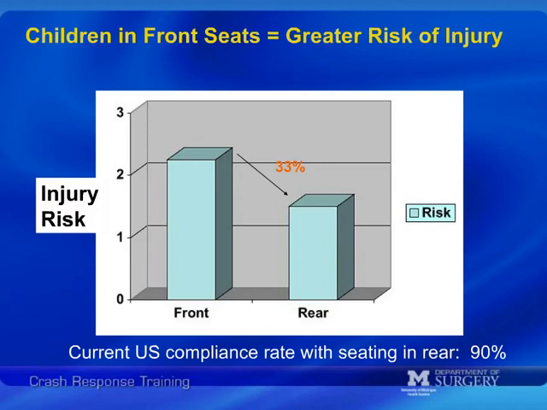It's important to keep in mind that children seated in the front seats are at greater risk of injury. You can see here that the risk is reduced by 33% just by moving them from the front seat to the rear. Now, at the current time, the U.S. compliance rate with children seating in the rear is about 90%. We wish we could get rid of that last 10%.